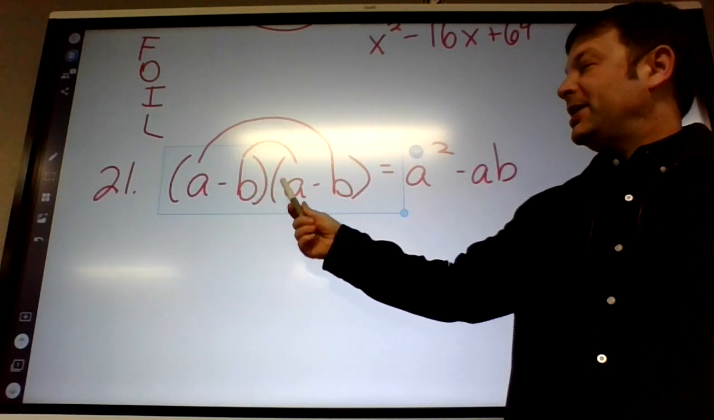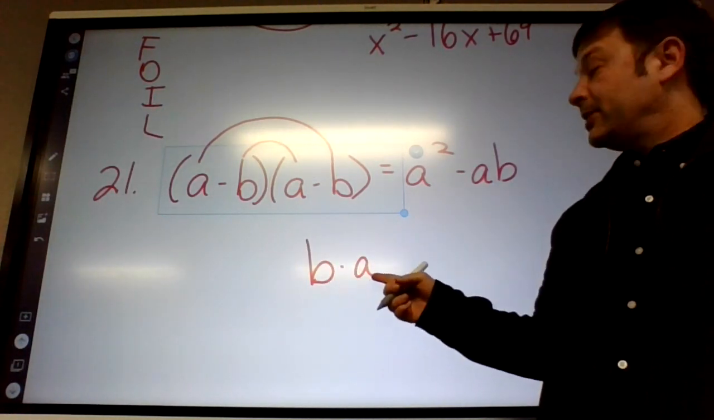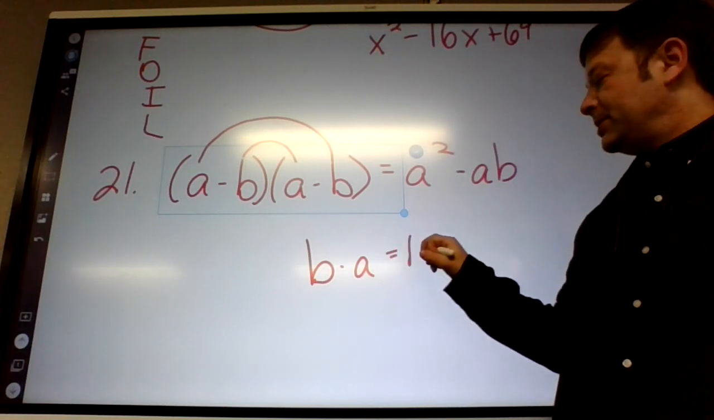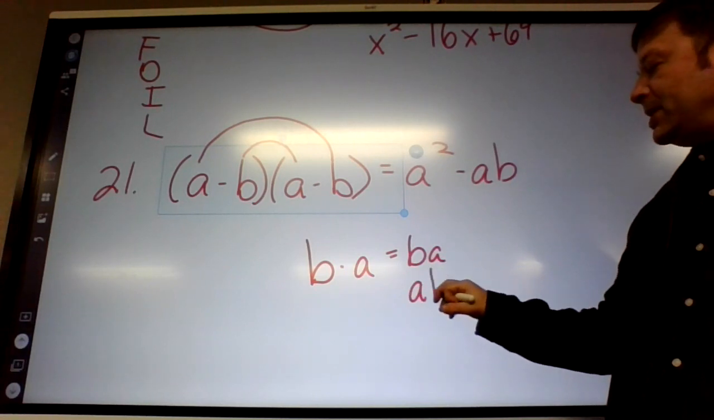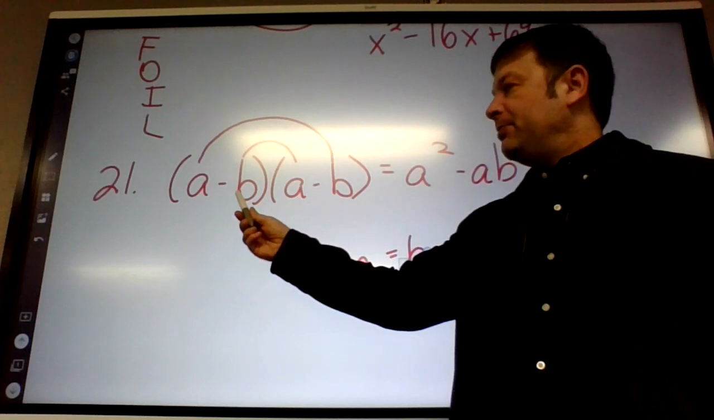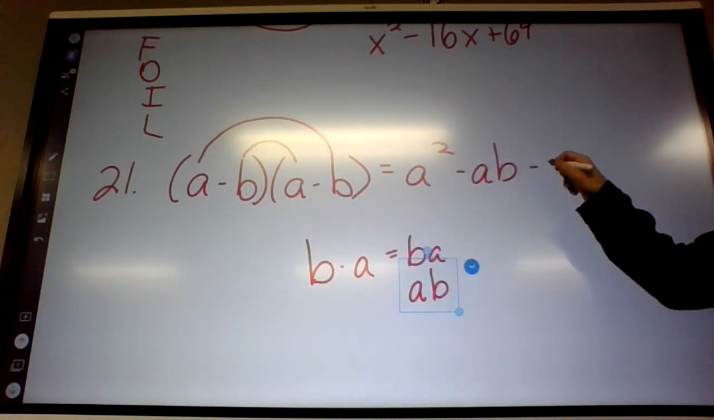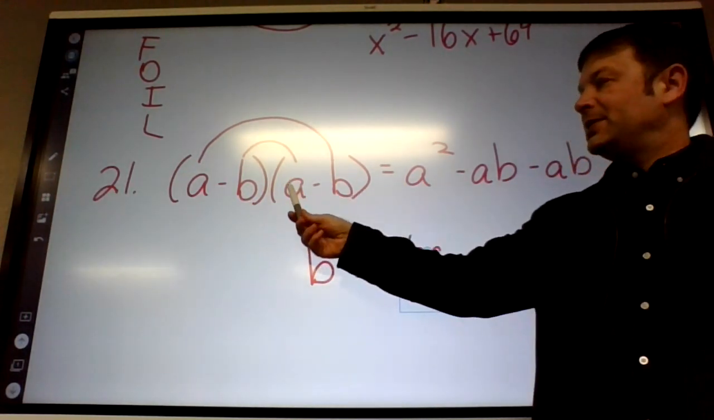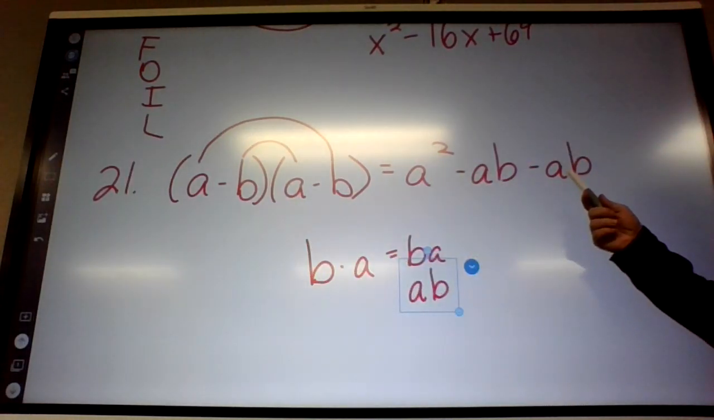Okay, B times A, does that simplify? No. And you could just call it BA, but to keep it in alphabetical order so they all kind of look like, BA is the same thing as AB. And because the B is negative, when there's one negative and you're multiplying, it's going to stay negative. So negative B times A is negative BA or negative AB.